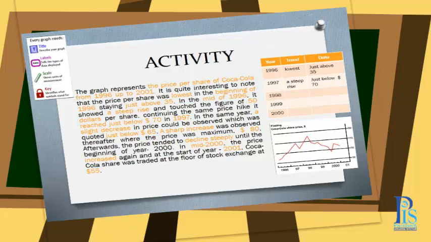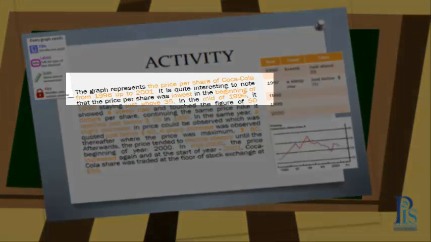Well, from the first line itself, you can already identify the type of graph which is intended. Yes, this graph is used to show the price per share of Coke over a 6-year period. So obviously this is a line graph.